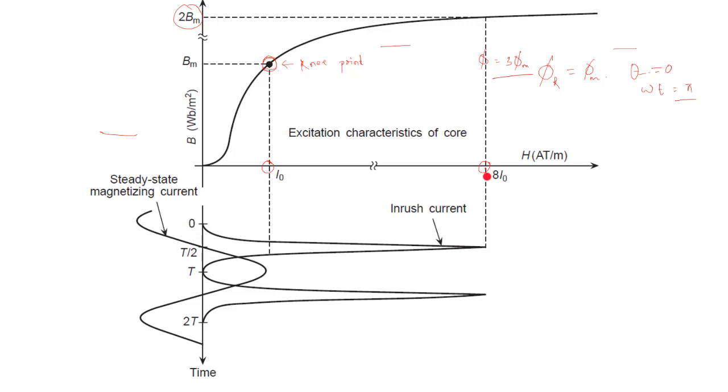Under 3 Bm it will become even higher. So in order to provide this flux, your magnetizing current suddenly rises and again suddenly drops within the time period of T by 2. Therefore it becomes very peaky in nature, and the magnitude is very high.